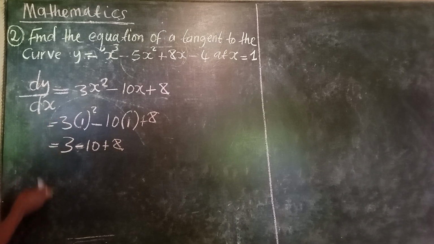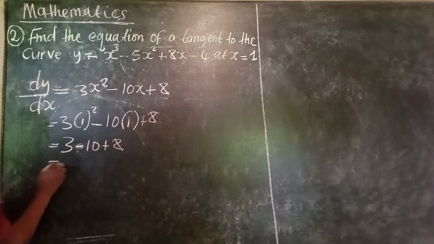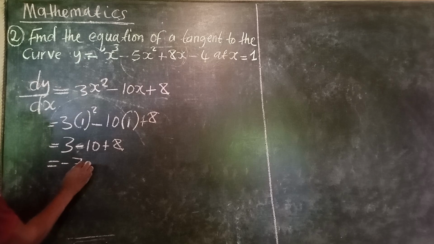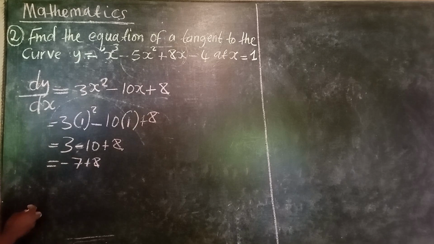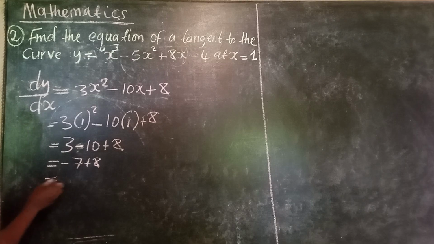Now, 3 minus 10, what is the answer? It's negative 7, then plus 8. So negative 7 plus 8, what is the answer? The answer is 1.